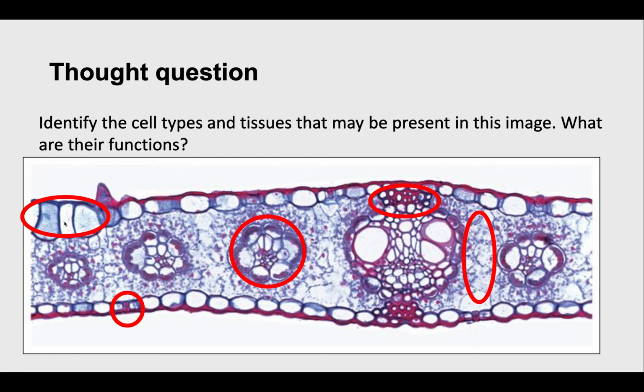All right. What about this thin layer above the epidermal cells? What is that? The cuticle. Yeah, very waxy layer. So not a cell type, but still an important structure.